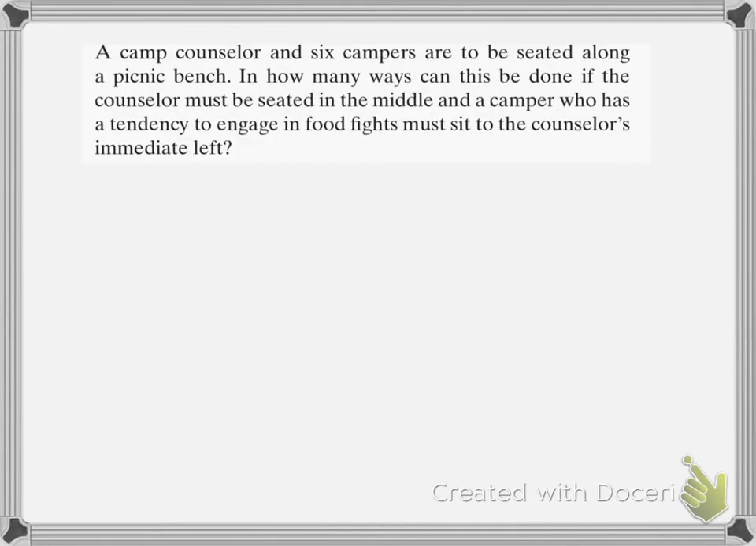Okay, let's try this one now. A camp counselor and 6 campers are to be seated along a picnic bench. In how many ways can this be done if the counselor must be seated in the middle and a camper who has a tendency to engage in food fights must sit to the counselor's immediate left? So this one isn't one where you can do the permutation equation, and here's why. This is one where you just do the fundamental counting principle, because if I just imagine my seats, actually there's 7 because there's a camp counselor and 6 campers. So there's 7 total. It says the camp counselor goes in the middle. So put the camp counselor there.